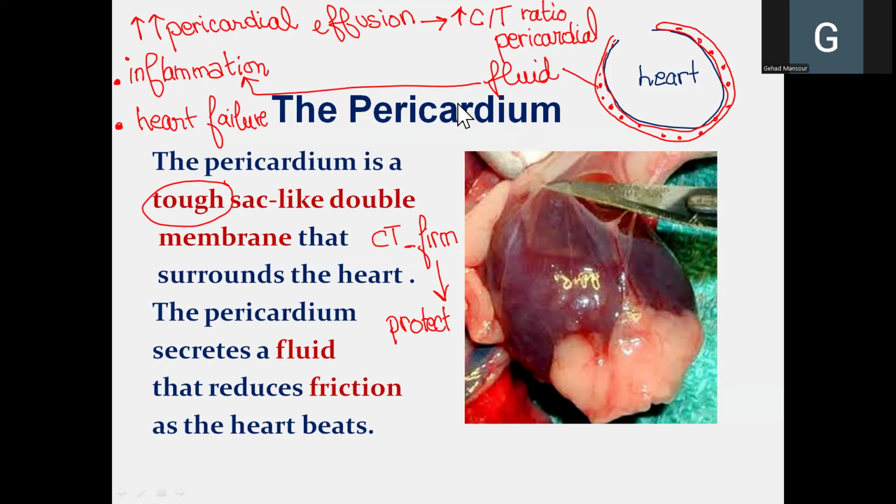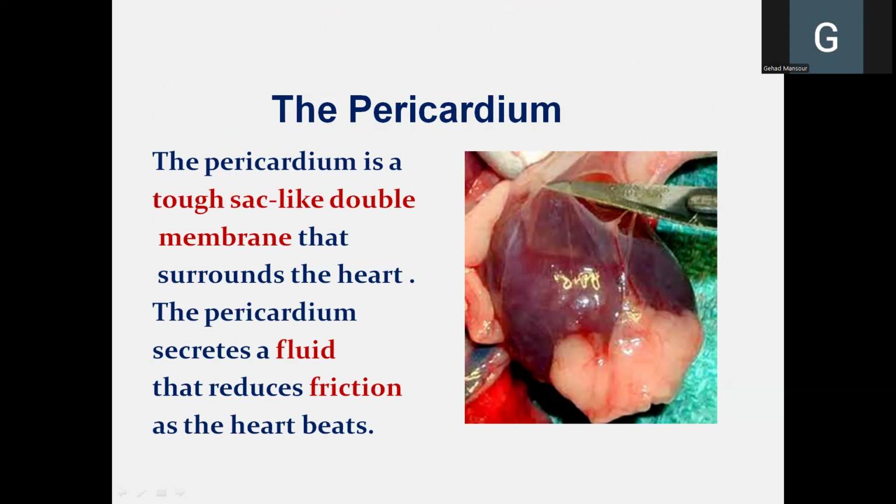What's the importance of the physiological amounts of fluid, the minimal amounts of fluid that are present around the heart? To prevent friction, to minimize friction. Is there a risk of friction between the two layers of the pericardium? Yes, of course, because the heart is all the time contracting and relaxing. So the heart is moving. And as the heart is contracting and expanding, there is a risk of friction between the two layers. And if there is friction, there will be inflammation.